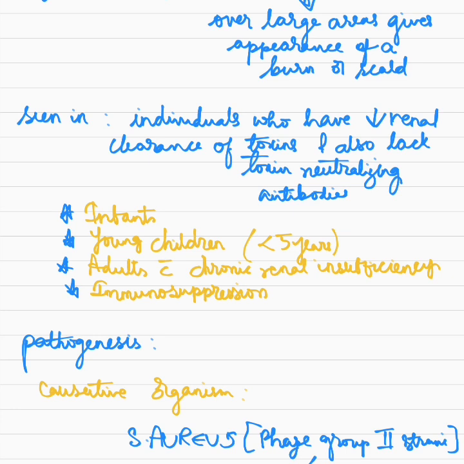Coming to the individuals in whom 4S is seen. So individuals who have decreased renal clearance of toxins and also who lack toxin neutralizing antibodies, such as infants, young children of less than 5 years age, adults with chronic renal insufficiency, and immunosuppressed individuals.